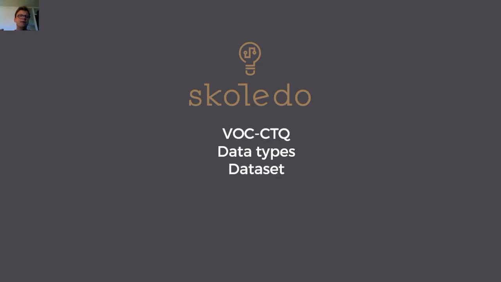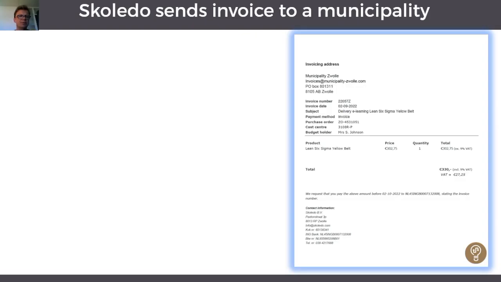This video is about translating the voice of the customer critical quality tree into datasets and recognizing the type of data in the dataset. Well, suppose Scolato sends invoices to municipalities. So that's a product, an invoice. And it's the output of a process.